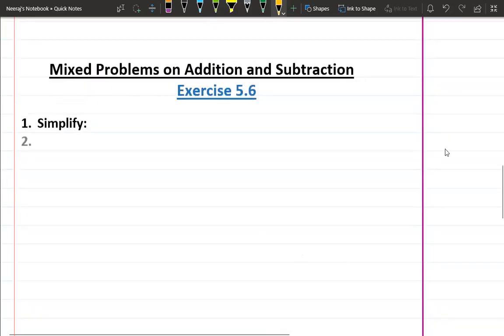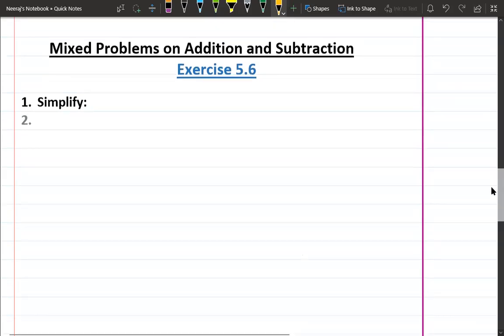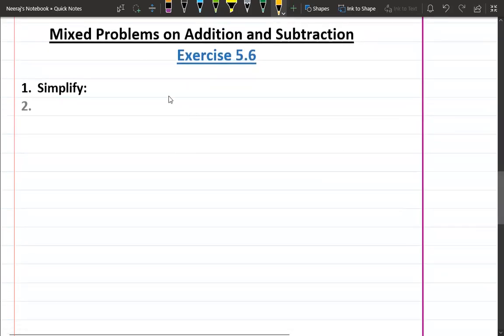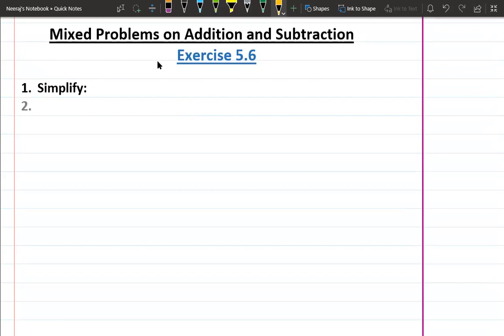That is a mixed problem on addition and subtraction. Now we will learn how to add. If you have different operators, for example, a plus and a minus sign, then how do you add and subtract together? For this, we have to simplify one question. So let's have a question.